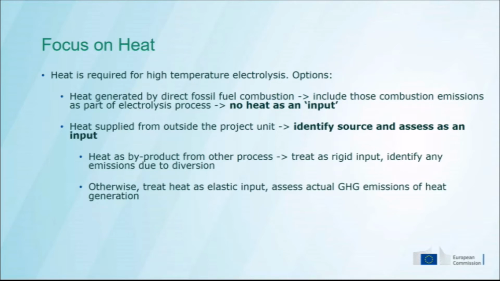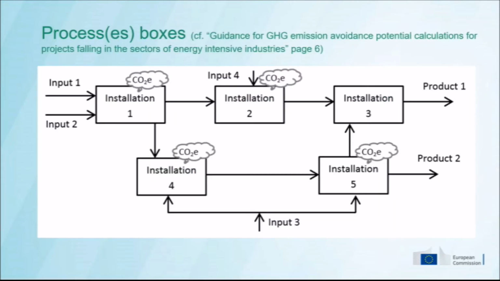Otherwise, you treat heat as an elastic input. So you assess the actual greenhouse gas emissions of heat generation. So in other words, if you're simply saying, well, you can make more of that, you don't actually have to divert it from an existing use, you can simply make more of it, then you need to assess the actual greenhouse gas emissions of heat generation. Next slide, please.